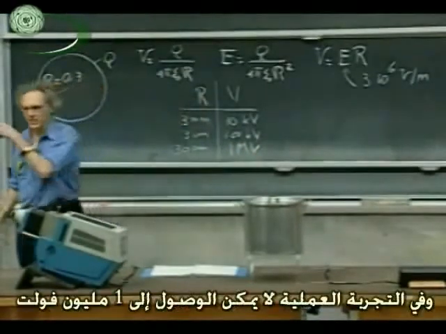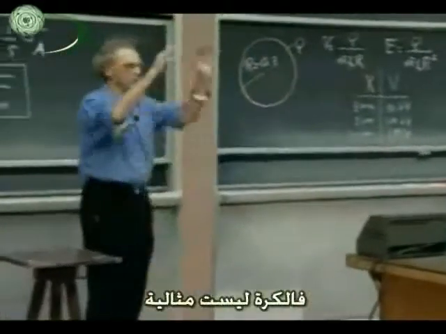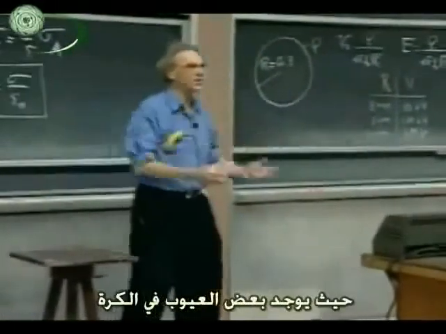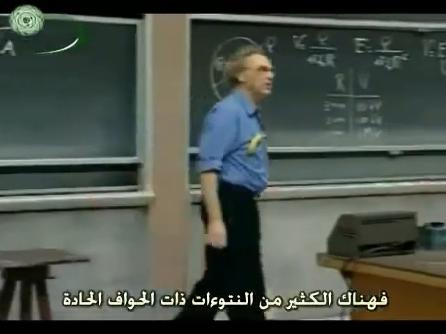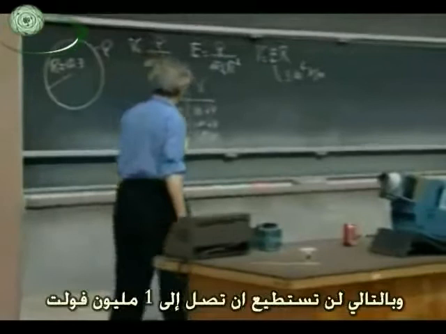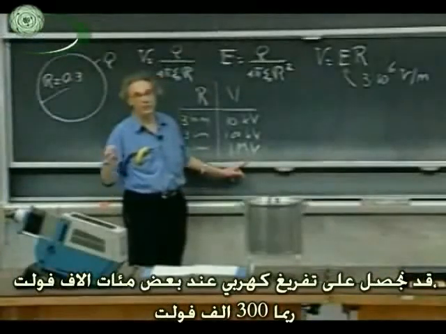And in practice, in fact, this one doesn't even make it to 1 million volts. The sphere is not perfect. There are imperfections of the sphere. There are areas which have, so to speak, sharp points. And so we won't make it to 1 million volts. We get a breakdown maybe at a few 100,000, maybe 300,000 volts.